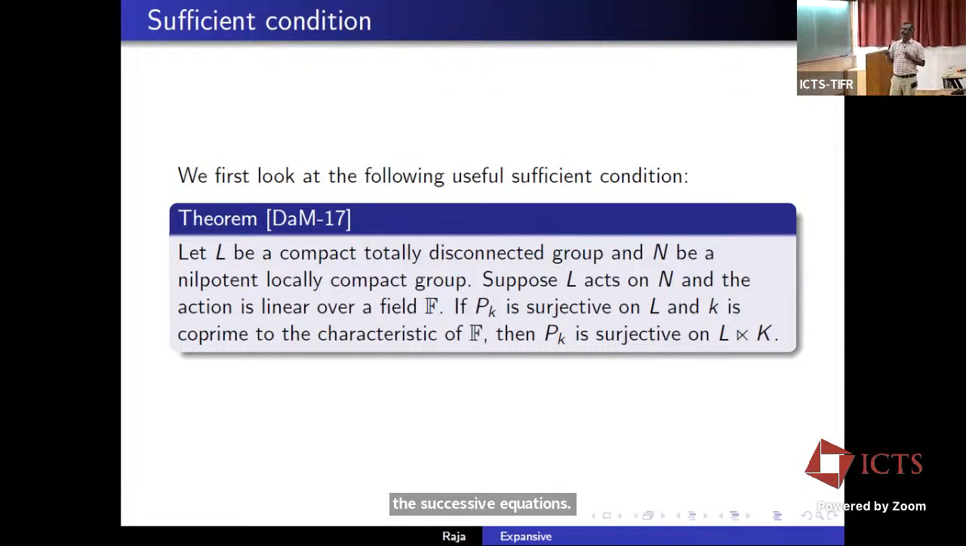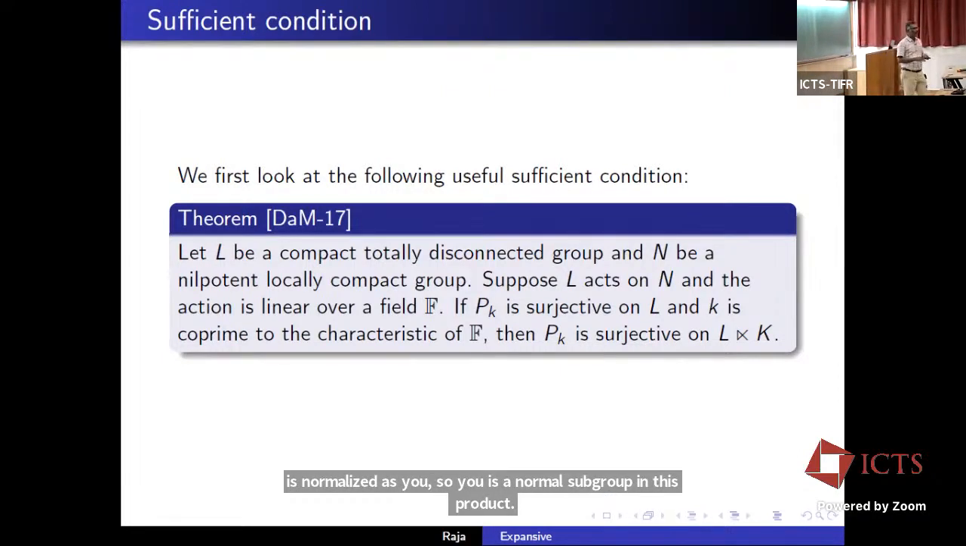If that happens, and in addition, we have to have the power map p_k to be surjective on L. Otherwise, we cannot conclude anything here. So p_k is surjective on L, and k is co-prime to the characteristic of F. Under these two conditions, we can conclude that the power map is surjective on the semi-direct product. So this is actually a semi-direct product, L and U. U is a normal subgroup, and L normalizes U. Whenever you have a product where one of them is a normal subgroup, you can think of it as a semi-direct product.